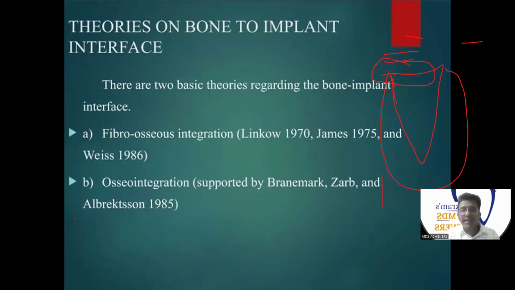Theories of bone to implant interface. There are two theories. This is very, very important for your UG and also for NEET MDS: fibro-osseointegration and osseointegration. Suppose we have placed an implant and it has no micro motion, which has assured primary stability. Then it will develop into osseointegration.